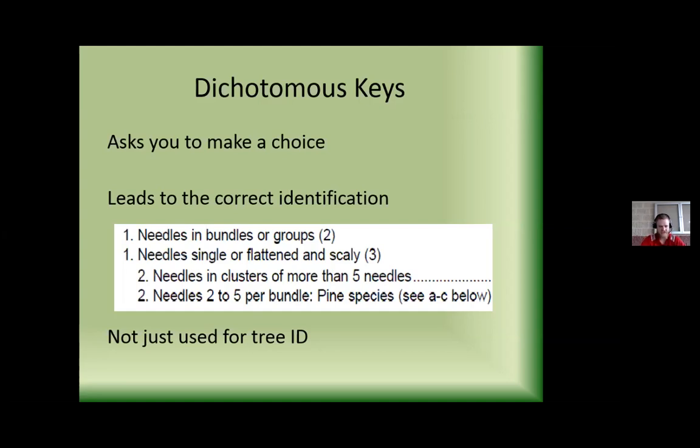As you can see, there's going to be a question. It's going to be two number one questions, and you're going to look at those two, and then based on whether you think it falls in the first number one or the second number one, you're going to go to the next question based on the number at the end of the line. So if I'm looking at needles in bundles or groups, I'm going to go to question 2, and then below you can see there's 2 number question 2s, and I've got to pick which one to go to the next spot in the line. So the dichotomous key basically just means you've got 2 choices at each point, and they're not just used for tree identification. You can use them for all kinds of species, plants, rocks, all kinds of stuff.